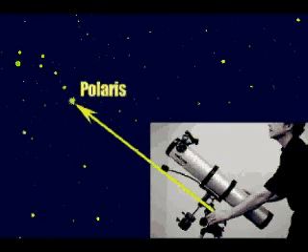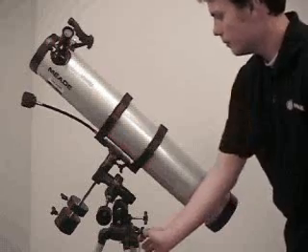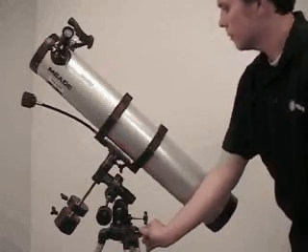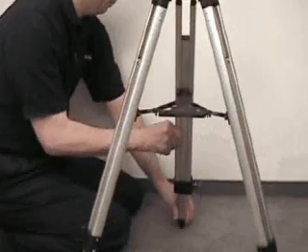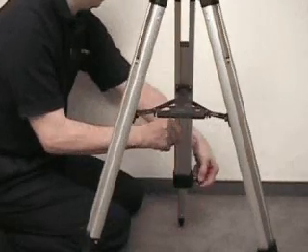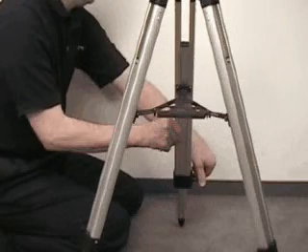Rotate the telescope until the polar axis points to Polaris. The polar axis is described by the arrow shown here. Relock the AS-lock. Level the base of the mount if necessary by adjusting the heights of the three tripod legs.